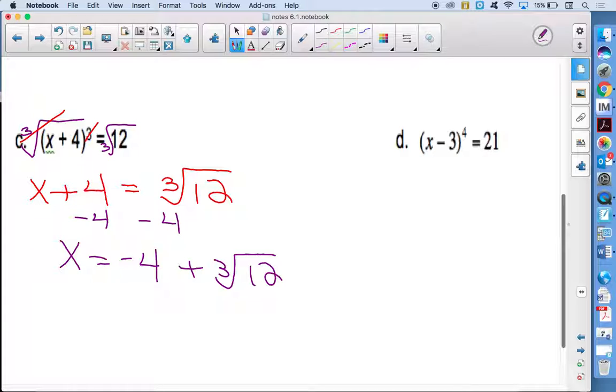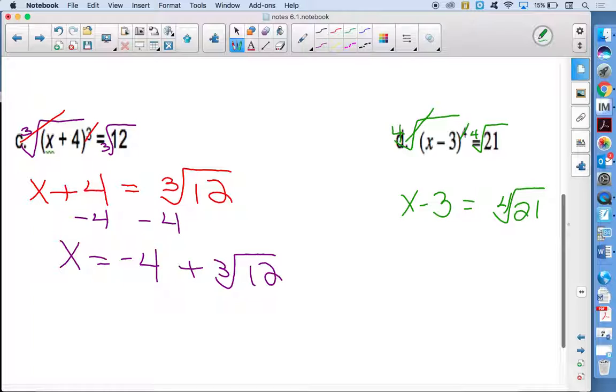So Ethan, if the other one says x minus 3 to the 4th is equal to 21, what would you do to get this? You have to, not square root, you have to do the 4th root. So that cancels out our exponent and the 4. Ethan, is there a 4th root of 21? No. So the 4th root of 21 just stays as the 4th root of 21.